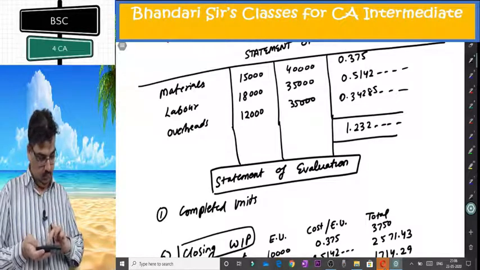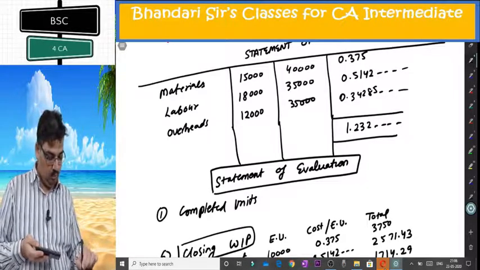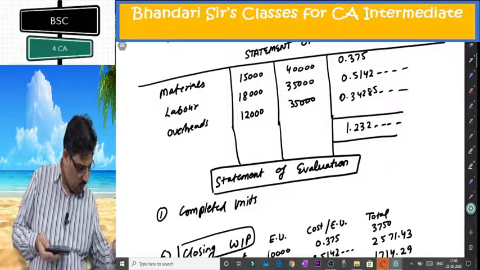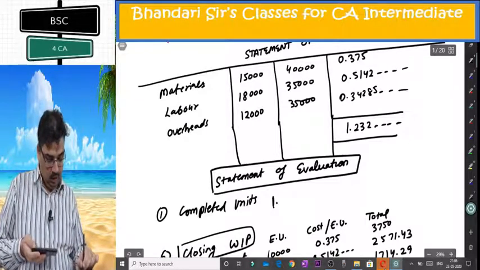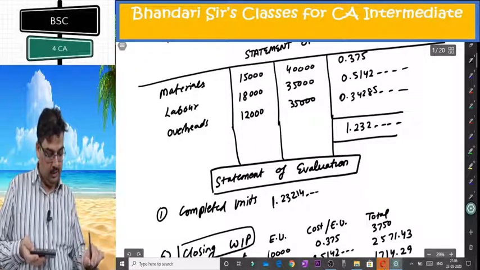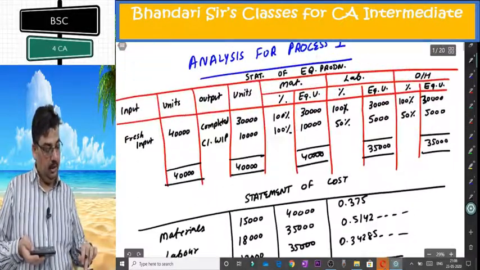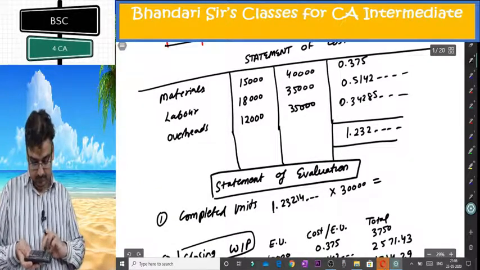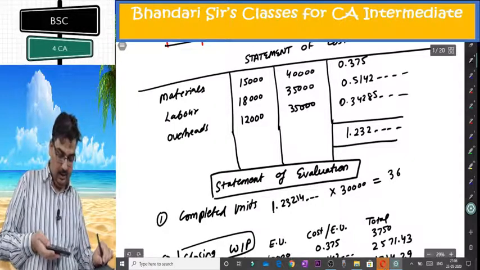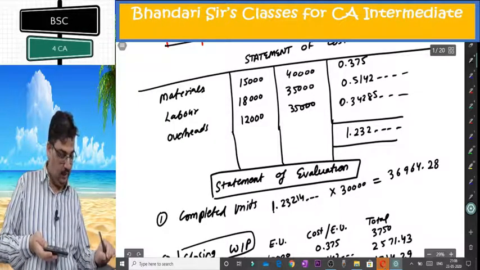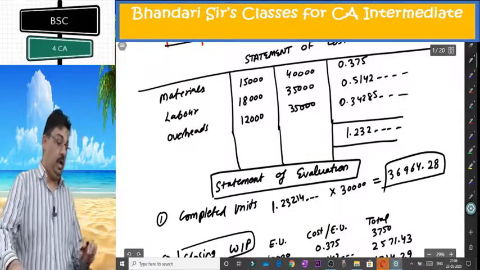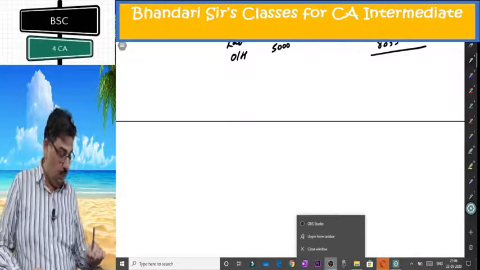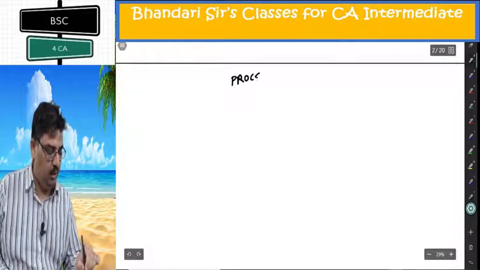I am getting 1.23214, so it's 1.23214 and so on, multiplied by the completed units, which were 30,000. I will take it correct line: 36964.28. Having got this, the things are not over. The first process is still not over because I still have to make the process 1 account.